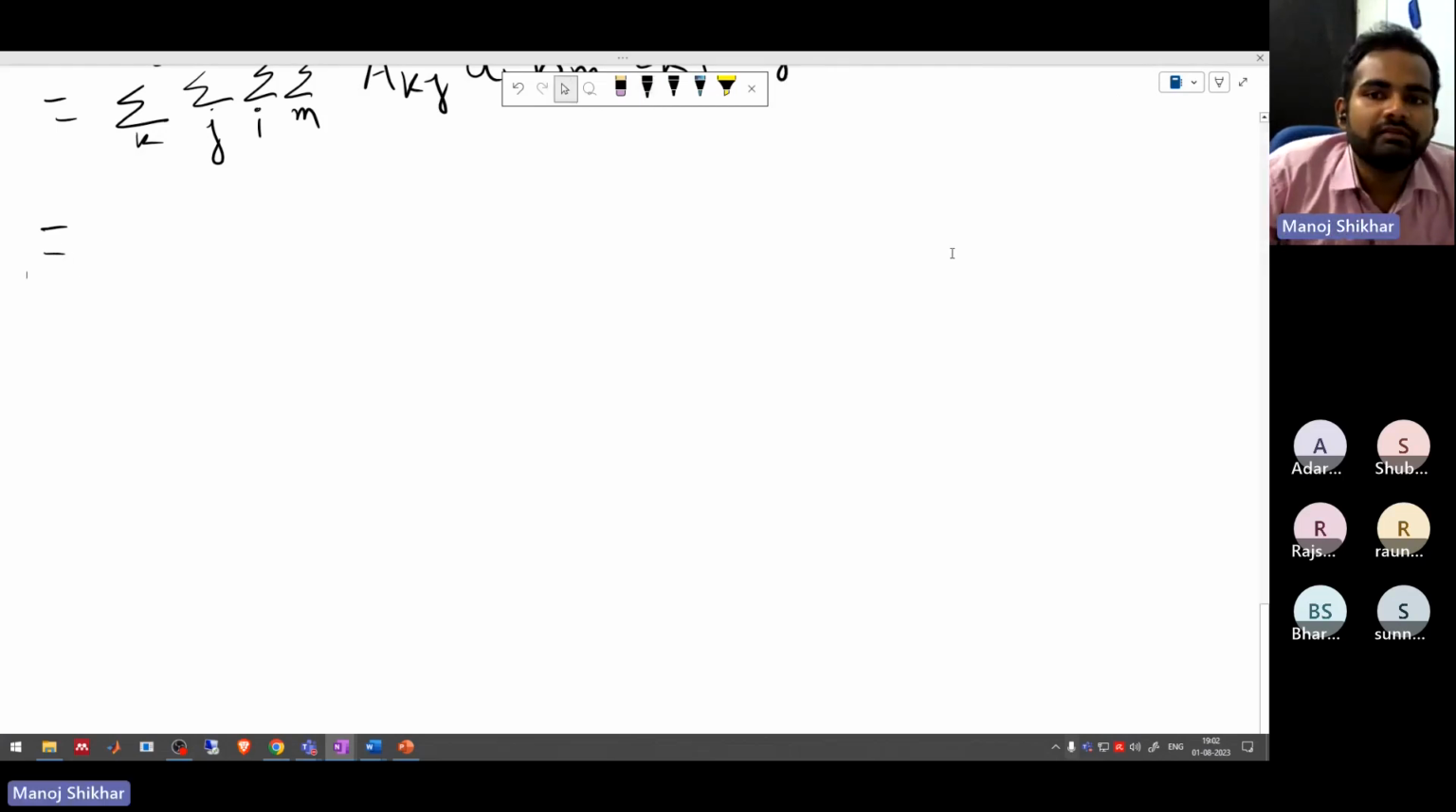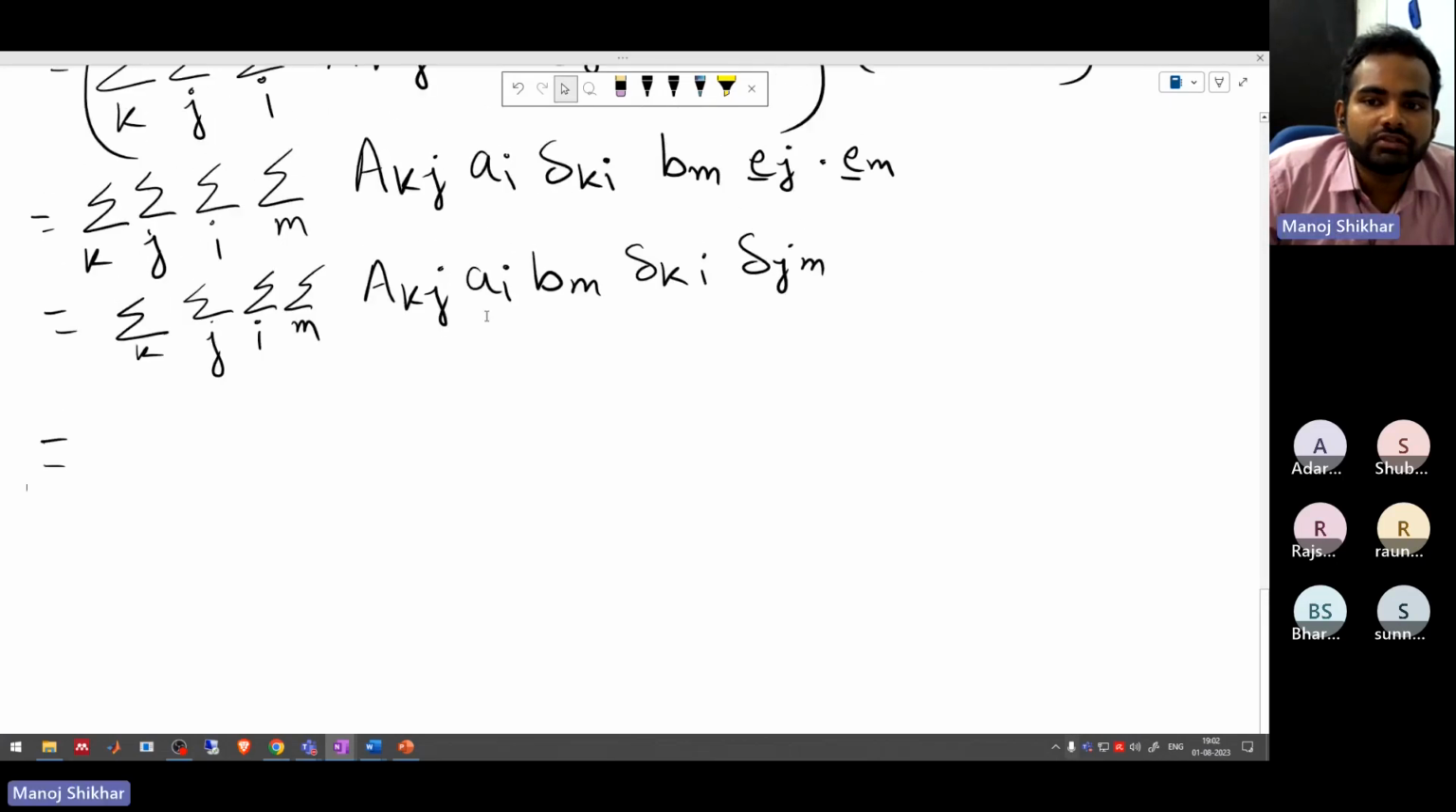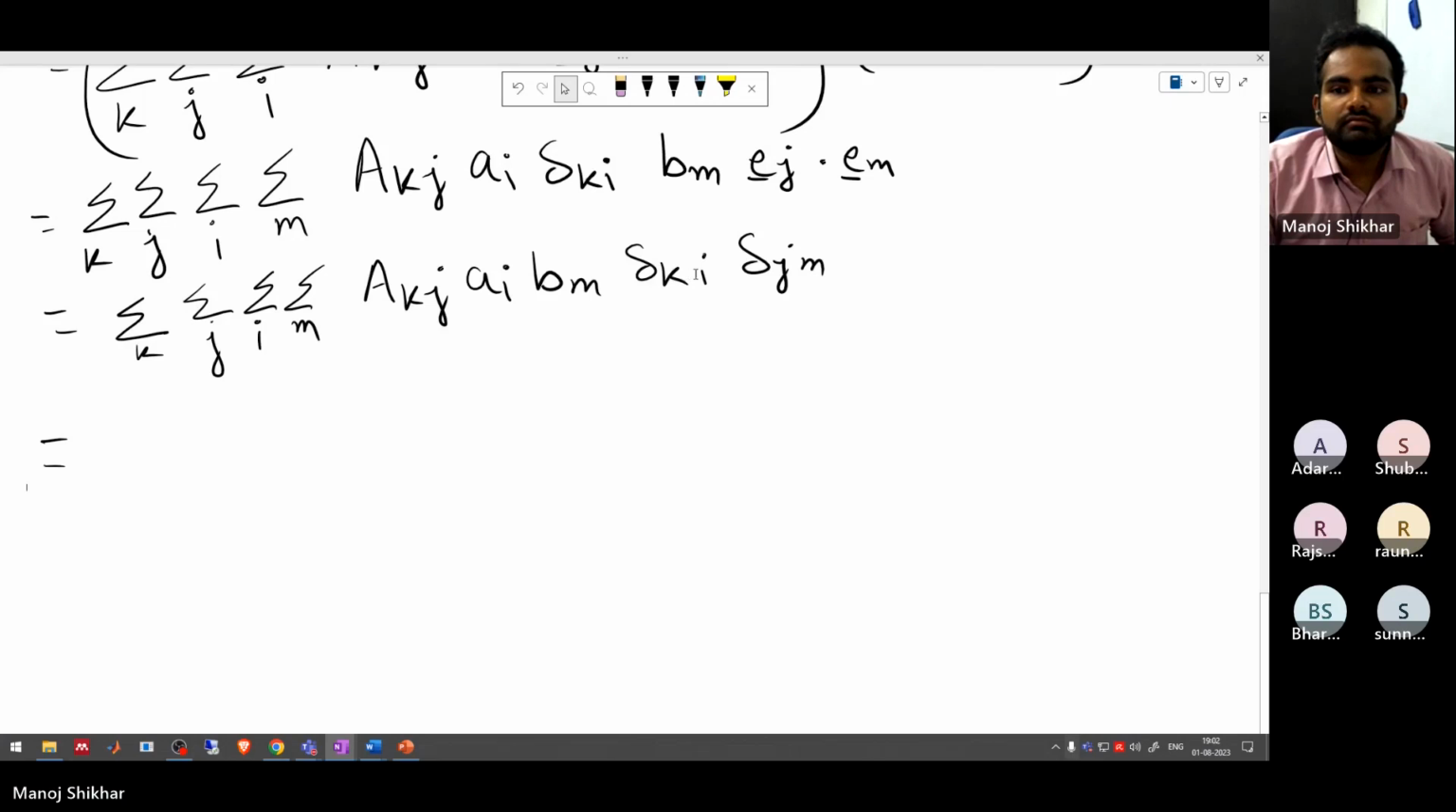So can anyone say which index will be coalesced here? Which index will go with what? From delta_ki, which index will go? Where should I replace? Suppose I want to keep index i, where in this expression should I change? Can you please write in the chat? Where should I do that?